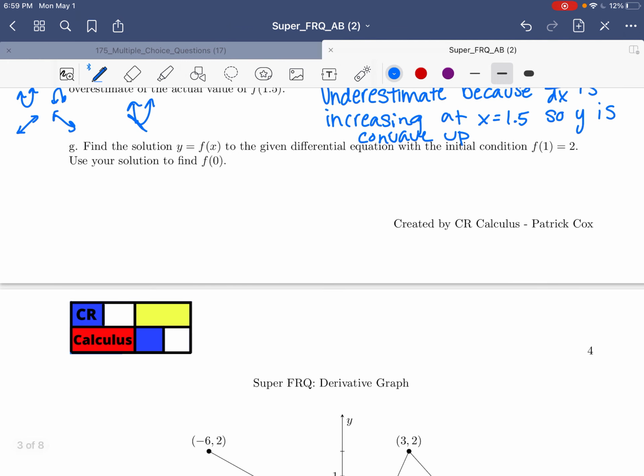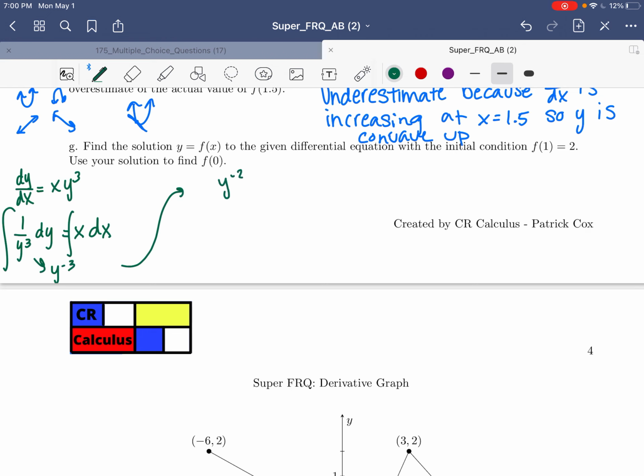Lastly, I need to find the particular solution to this differential equation. We'll do that using separation of variables. So I should have dy/dx equals x y cubed. So I'm going to put these on different sides. So 1 over y cubed dy equals x dx. Take the antiderivative. Remember, this is just y to the negative third power. So when I take the antiderivative, I'm going to get y to the negative second power divided by negative 2 equals x squared over 2 plus c.